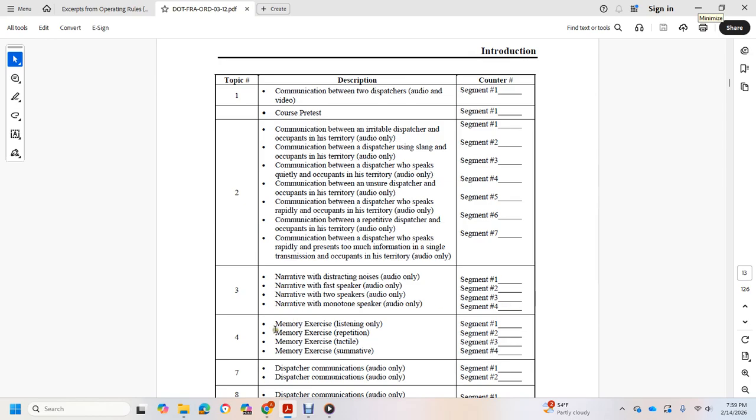Exercise 4, memory exercise, listening only. Memory exercise, repetition. Memory exercise, tactical. Memory exercise, summative.